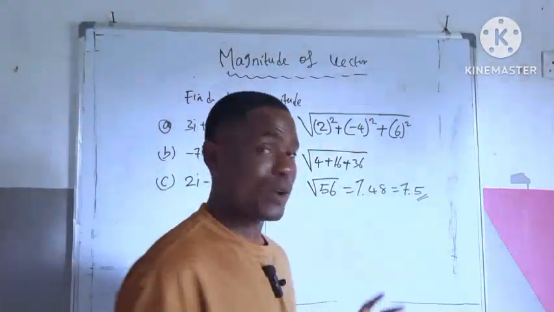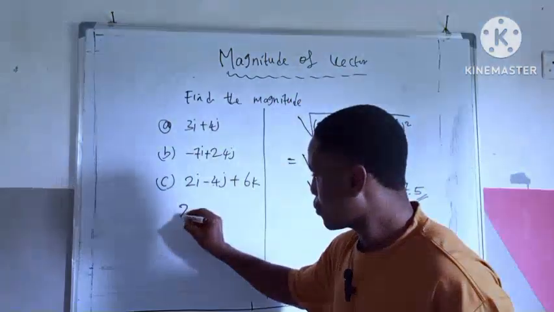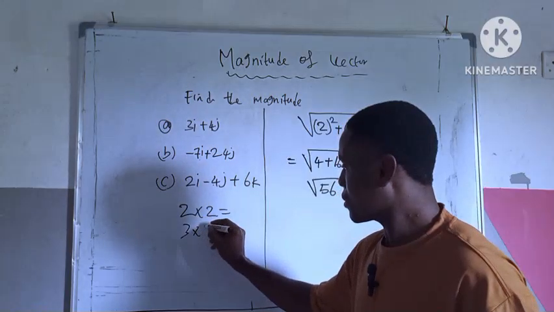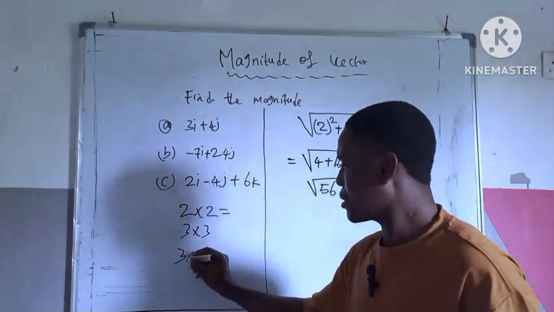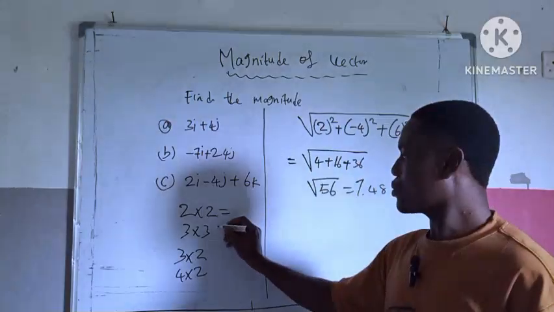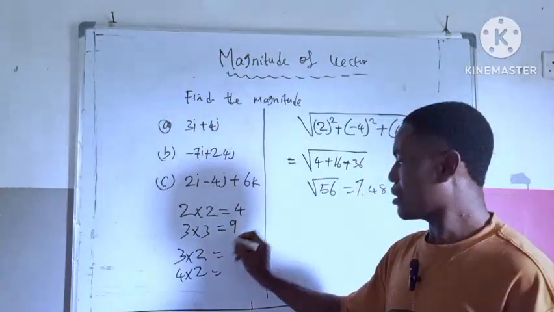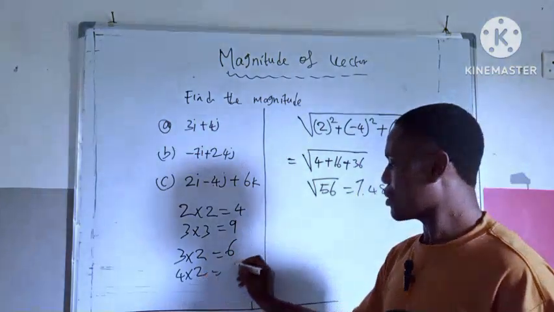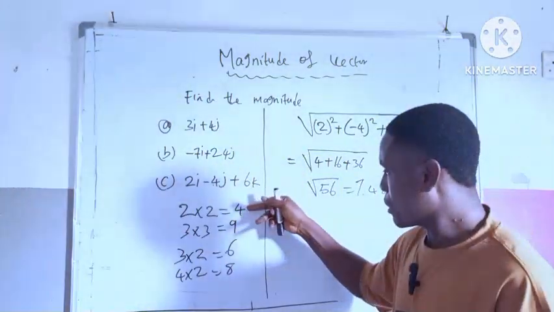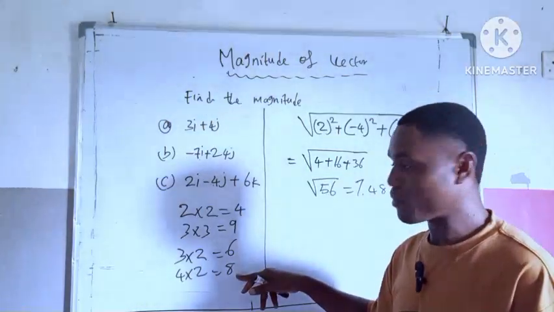Okay, this is what I mean. I want to explain something now. Look at these numbers: 2 times 2, 3 times 3, then 3 times 2, 4 times 2. 2 times 2 is what? 4. 3 times 3 is 9. 3 times 2 is 6. 4 times 2 is 8. Now, this one is a perfect square. This one is a perfect square. This is not a perfect square. This is not a perfect square.